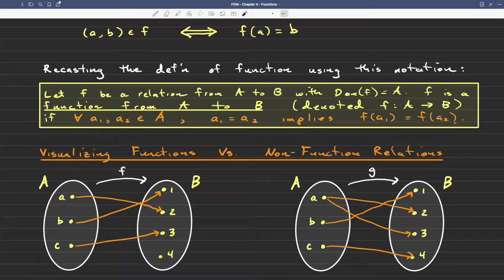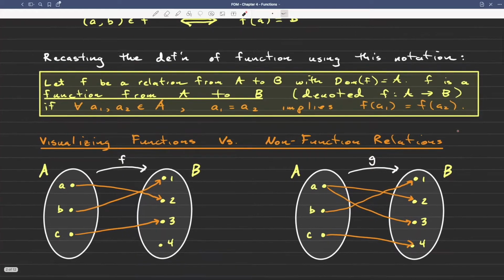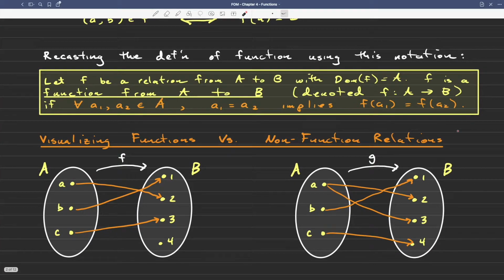And sometimes this is a little bit easier to work with than the ordered pair notion. But both are valid, and you can work with both in proving something is a function. We'll come back to proving things are functions shortly, but first I want to talk about visualizing functions and non-functions.